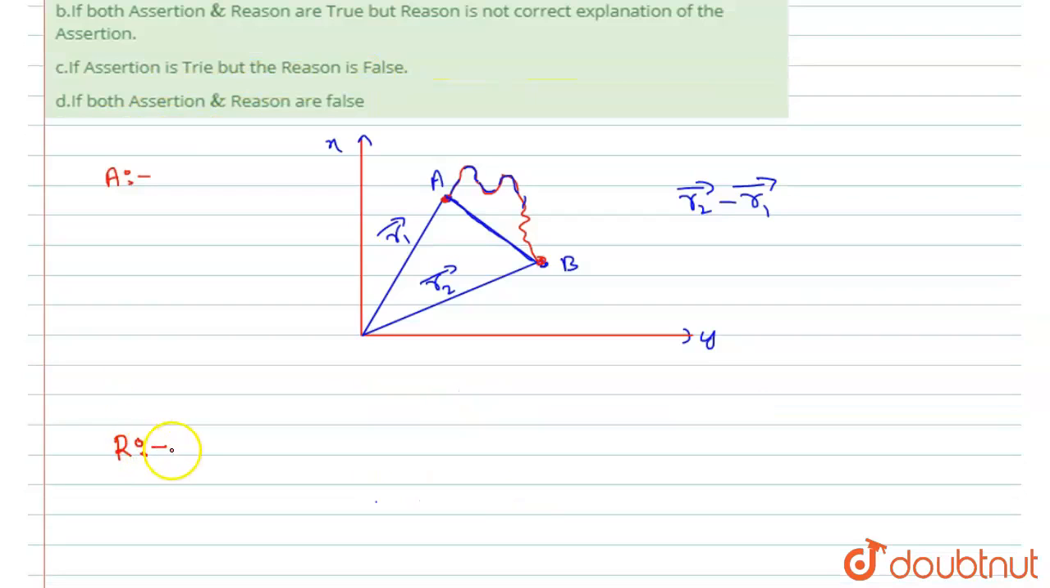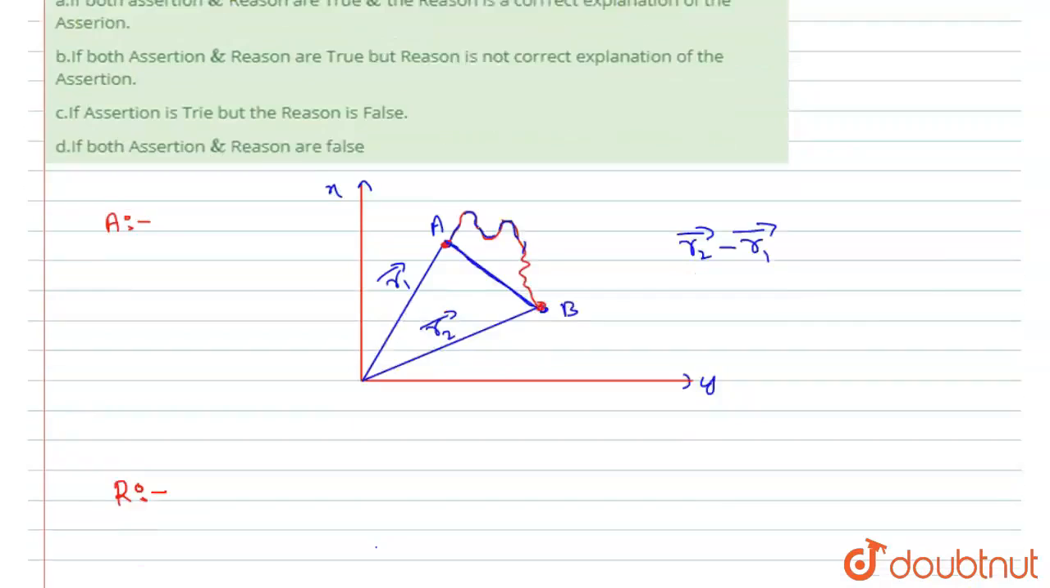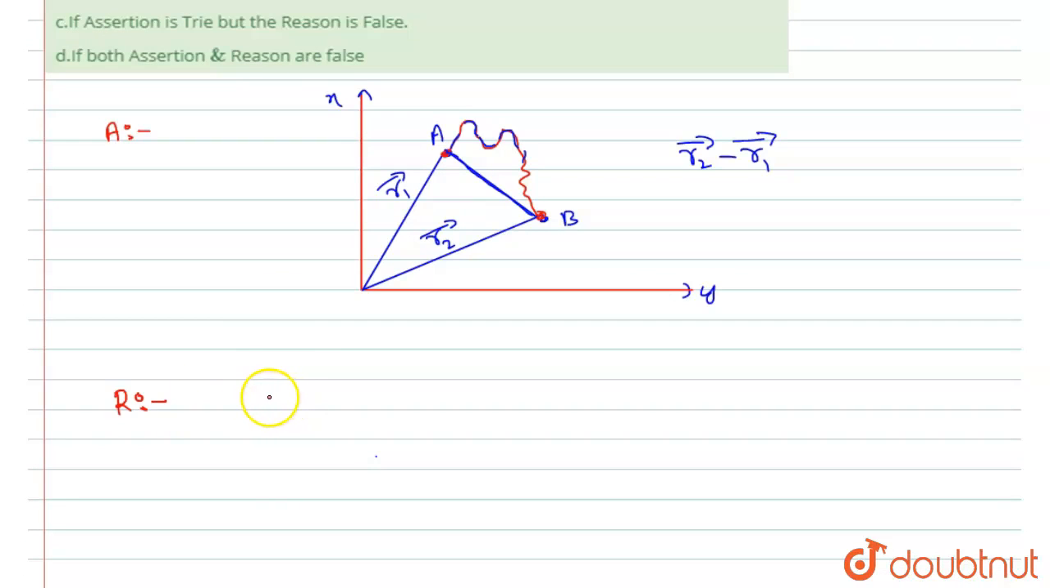Now if we talk about the reason, it is given that distance is a scalar quantity and it is always positive, and displacement is a vector quantity and it may be positive, negative, and zero. So we have a scalar and a vector. A scalar quantity has magnitude only. But in a vector quantity, magnitude.